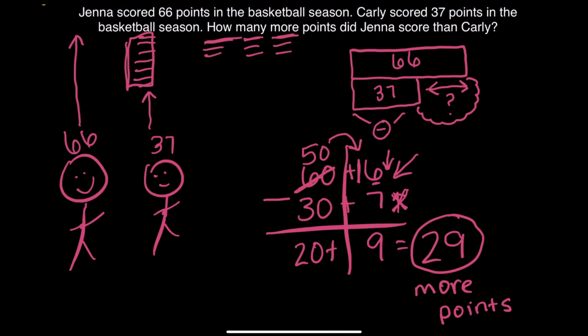This is a one-step problem because when you compare two numbers and you try to find how many more or how many less or how many fewer or how many greater, you're going to subtract the lower number away from the total number to figure out the distance between the two numbers. So this is a one-step problem. You only did one subtraction problem to get the answer. That's why it's one step.